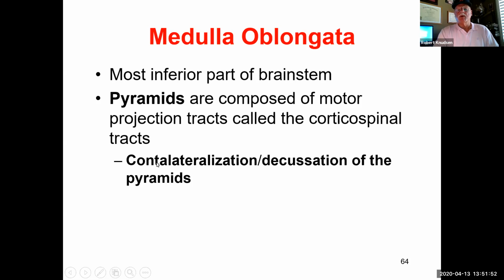There. There's four words for it. Contralateralization, I forgot about that one. When you cross over, called crossing over, called chiasma, called decussation, also called contralateralization, which you see right here. Contralateralization, decussation of the pyramids.